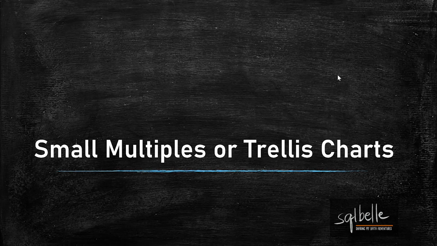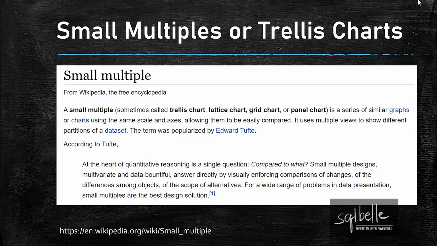In this video, we'll look at small multiples or trellis charts. A small multiple, sometimes called trellis chart, lattice chart, grid chart, or panel chart, is a series of similar graphs or charts using the same scale and axis, allowing them to be easily compared. It uses multiple views to show different partitions of a dataset. This term was popularized by Edward Tufte.